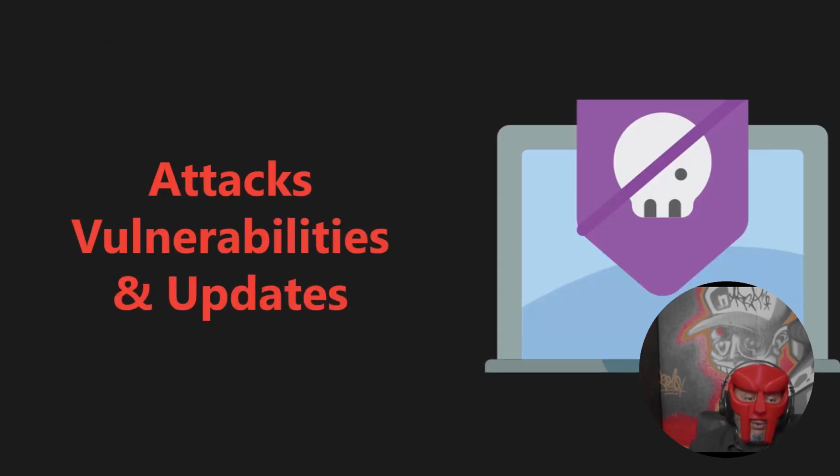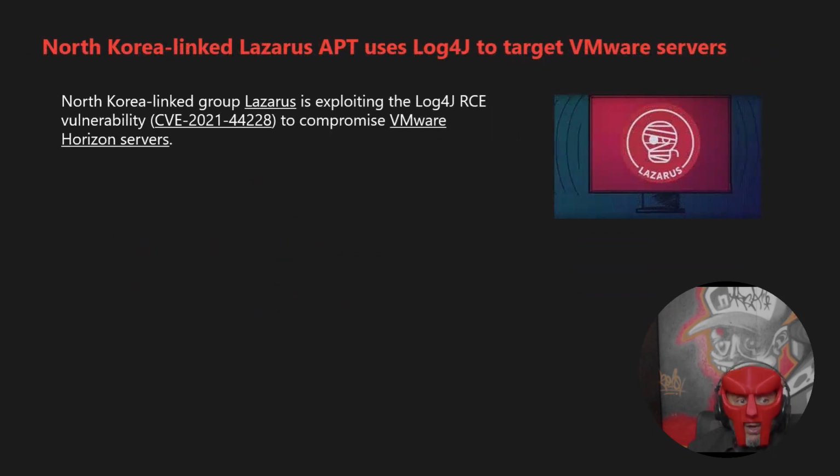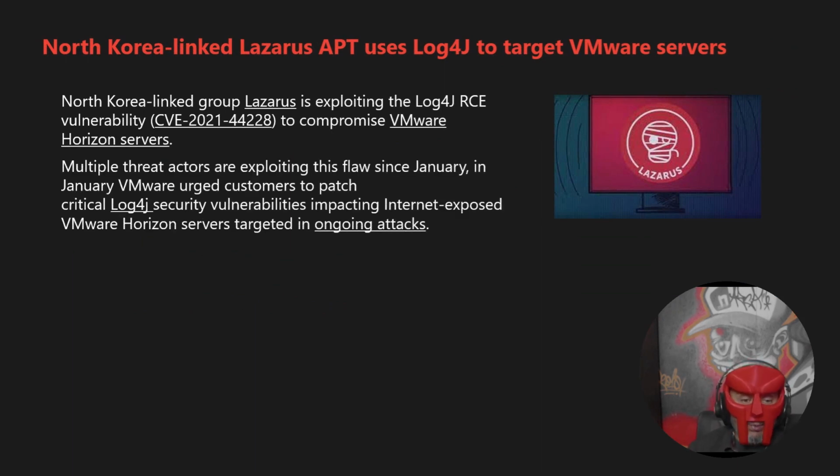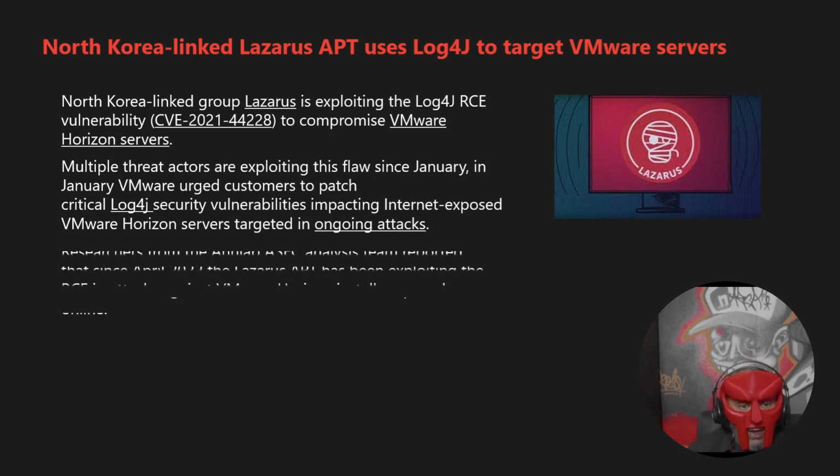We now move on to attacks, vulnerabilities, and updates. North Korea-linked group Lazarus is exploiting the Log4j RCE vulnerability CVE 2021-44228 to compromise VMware Horizon servers. Multiple threat actors are exploiting this flaw since January. In January, VMware upgraded customers to patch critical Log4j security vulnerabilities impacting internet-exposed VMware Horizon servers targeted in ongoing attacks.